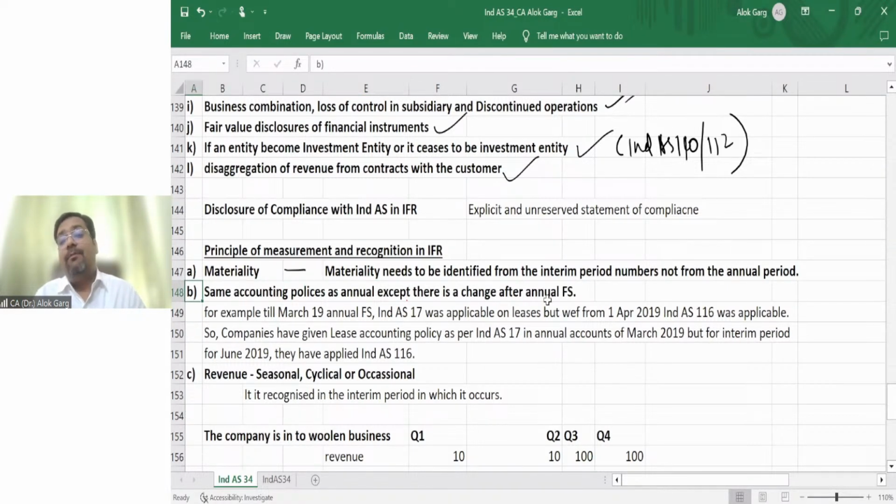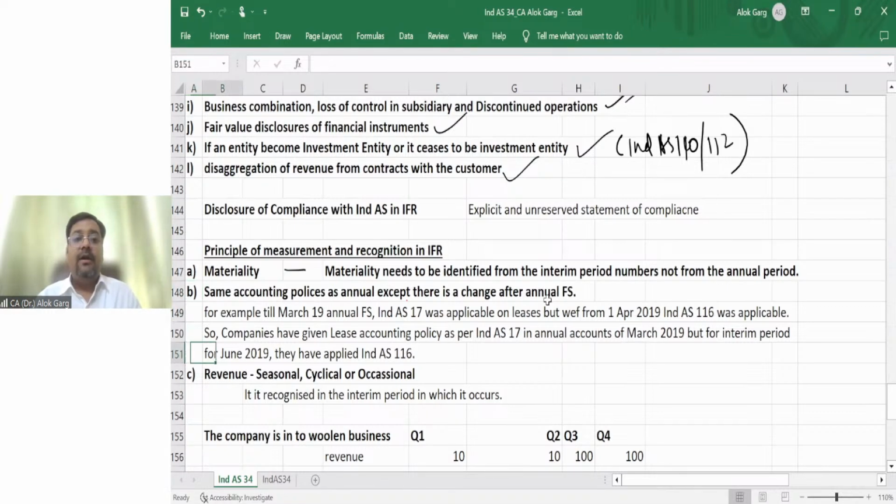Friends, we are talking about the principle of measurement and recognition in interim financial report. The second point, same accounting policies as annual, except there is a change after the annual financial statement. So it says that your basis of recognition, accounting, reporting will be the same in every interim financial period, what we have taken in the annual financial statement. But if there is a change after the annual financial statement, you can carry that change.